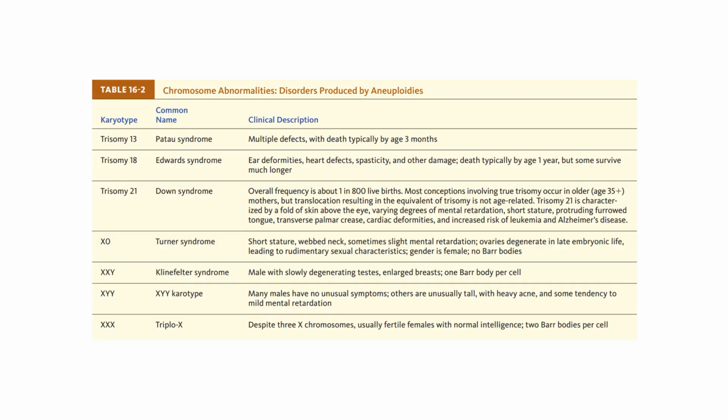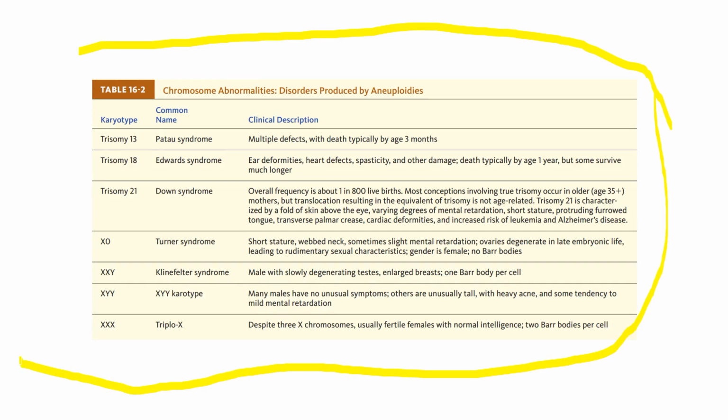So this chart here summarizes the aneuploidy in humans. This trisomy is the autosomal aneuploidy, and this here is the sex chromosome aneuploidy. So it's either triple X or triplo X.